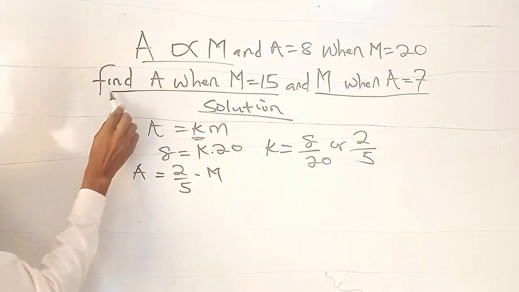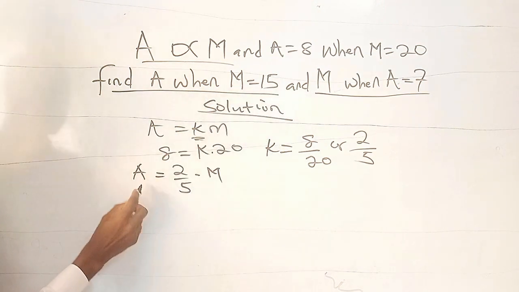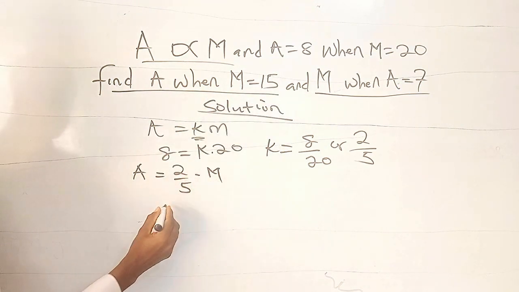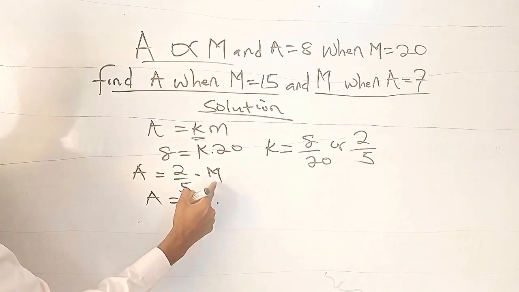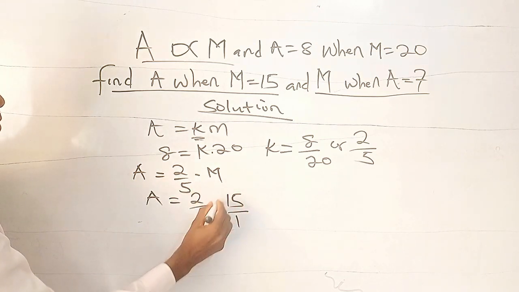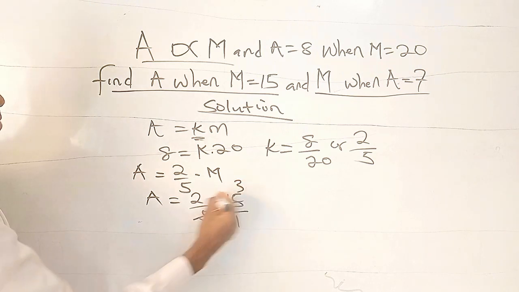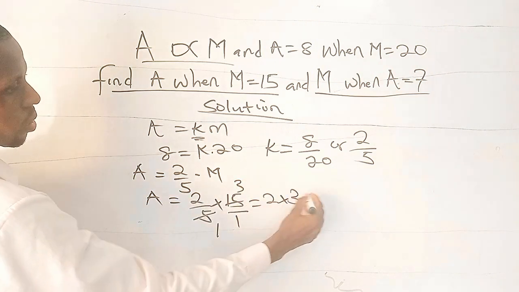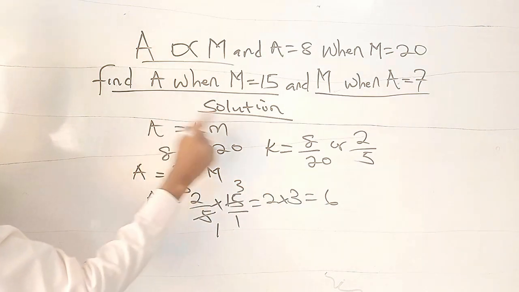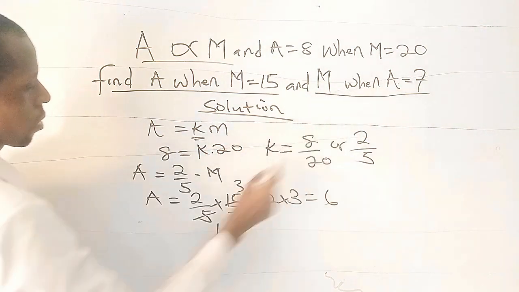So the requirement says we should find a where n is 15. So a equals 2 over 5 times 15. Okay, so I can simplify: 2 times 3 gives me 6. And you should find n when a is 7.